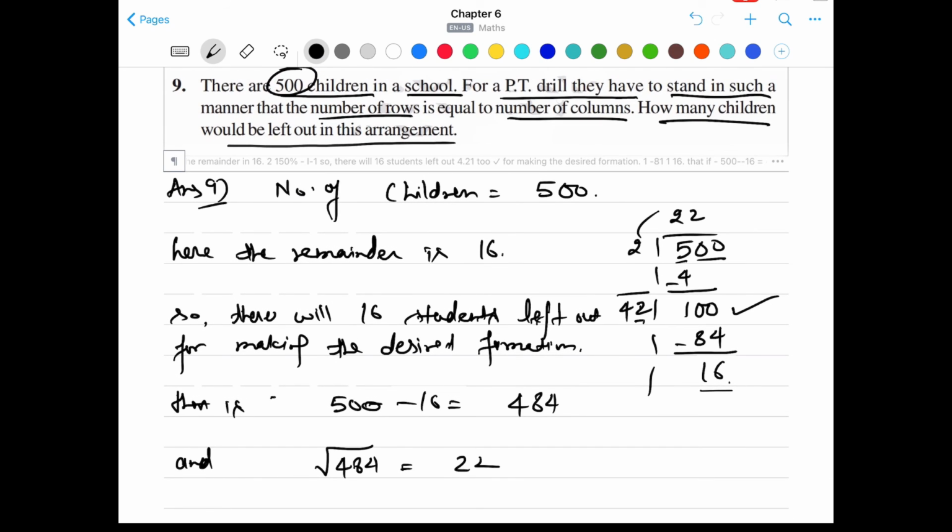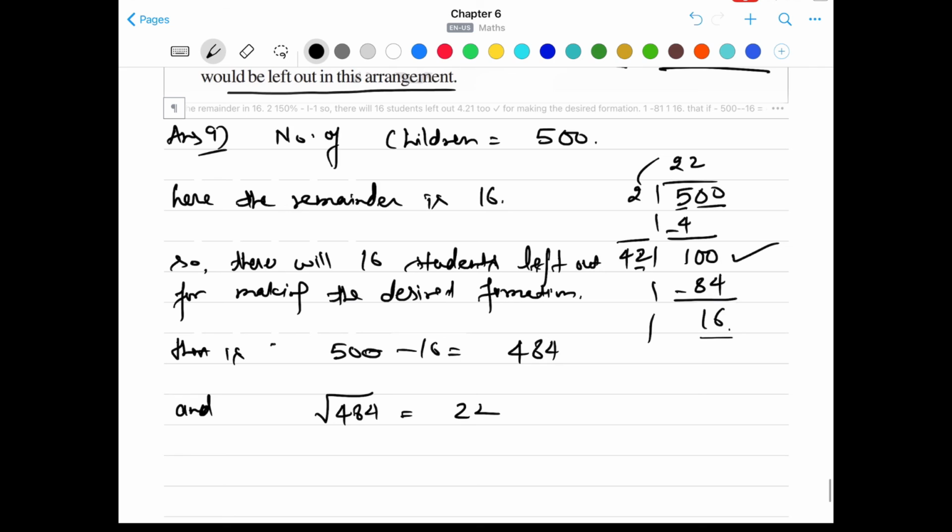You are simply asked here how many children will be left out. So the number of children left out will be the remainder that you are getting here, which is 16. Okay, so that's the answer to number 9. With this, we have concluded exercise 6.4 and chapter number 6.